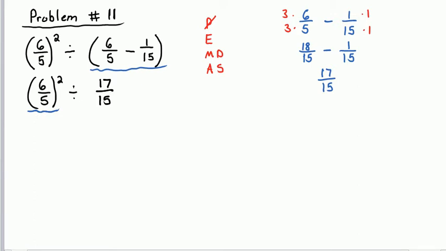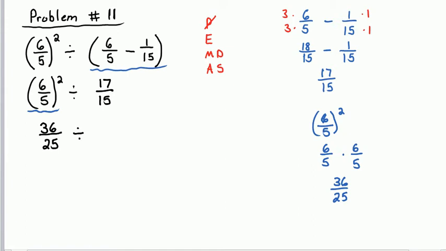So let's come to the side and let's work out this 6/5 squared. So 6 over 5 squared, which means 6 over 5 times itself. And 6 over 5 times 6 over 5 is 36 over 25. So I will replace 6/5 squared with 36 over 25. Still have my division symbol. I haven't divided anything yet, so I still have that. And I still have my 17 over 15.